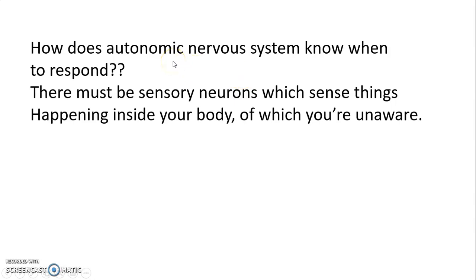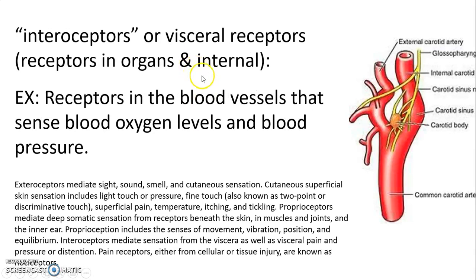And one last comment about autonomic nervous system is, how does your autonomic nervous system know when or how to respond? How does it know what commands to tell? Well, it's receiving sensory information. It senses things that are happening deep inside your body, right? Things that you're not really aware of. And so sometimes these sensations come from receptors, not like smell receptors or taste receptors that we're aware of, but these deep down interoceptors or visceral inside your organ receptors that we're not aware of and we don't see. Okay, so these are all the receptors in your organs and internal to your body that you're not aware of.